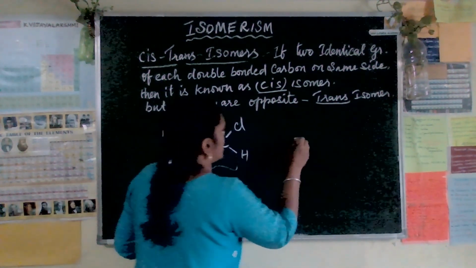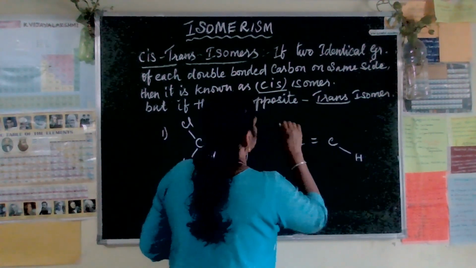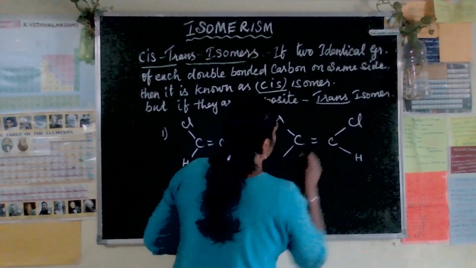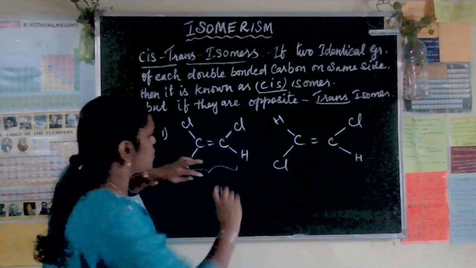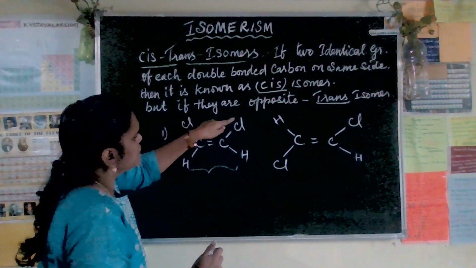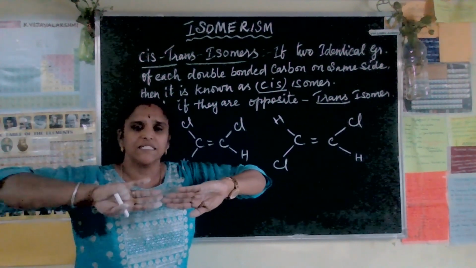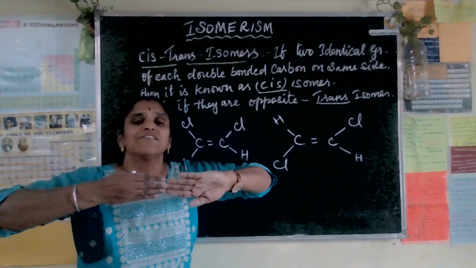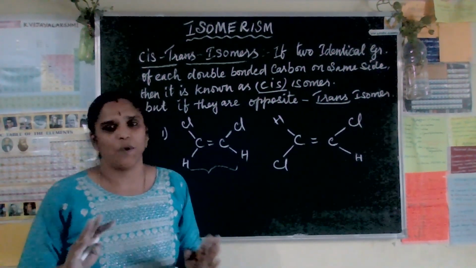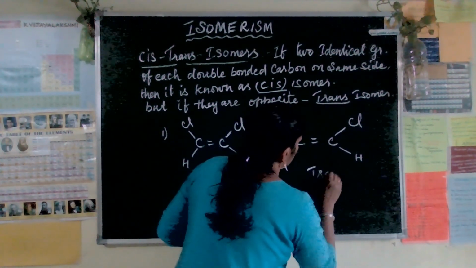Now the same way, trans: C double bond C. On one side hydrogen, on the other side hydrogen. Now here Cl and here Cl. Just reverse it: rotate this side, so automatically this hydrogen will go up and this chlorine will come down. One side goes to the opposite, like this. This is cis isomer, this is trans isomer. In that way we can identify. So this is cis and this is trans.